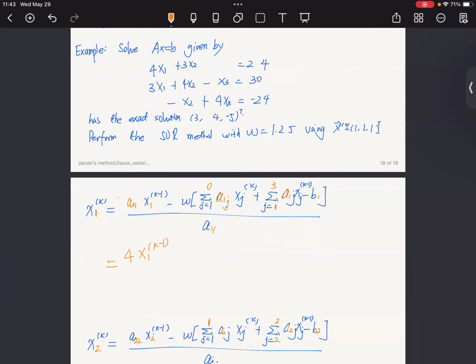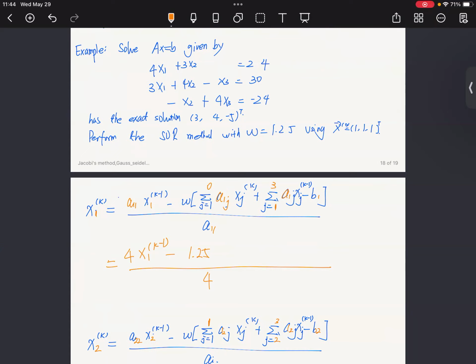Divided by Aii, so this one is 4 as well. Minus the 1 minus 1.25, because omega equals 1.25. As you can see, this is very confusing for the first one. j equals 1 and you sum up to 0, which means that we don't have any items in the first part. This one is not valid, so let's skip writing anything about it. We only have things from here, and also the minus b1 here.